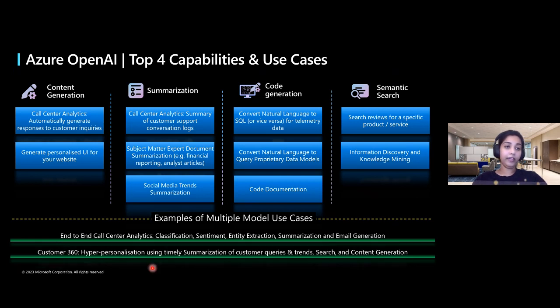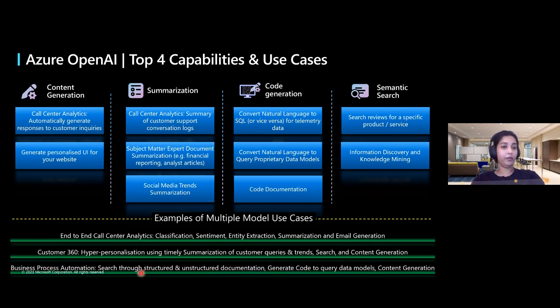Then we have something like hyper-personalization, customer 360. All the research firms right now, like Gartner, Forrester, everyone's been pointing towards hyper-personalization being one of the biggest trends in any organization at this point in time. How do you make sure you're proactively able to go and recommend products or services to each individual customer? Again, everything from summarization of customer queries and trends through to search and automatic content generation for your customers. Again, boom, that's actually Azure OpenAI as the hero product there.